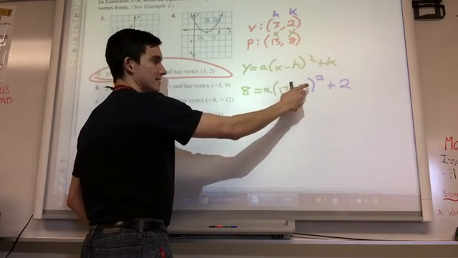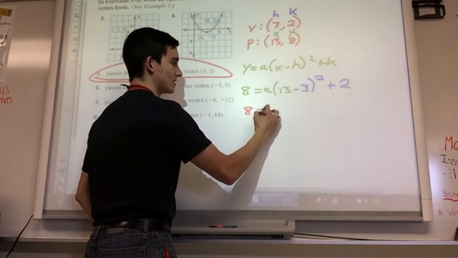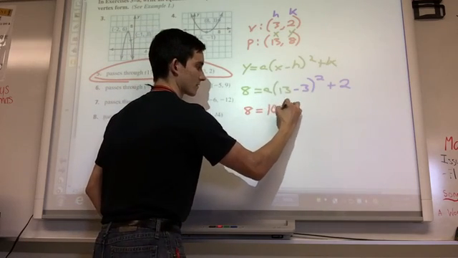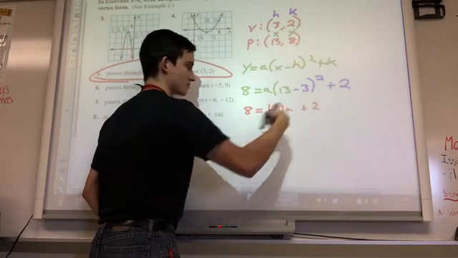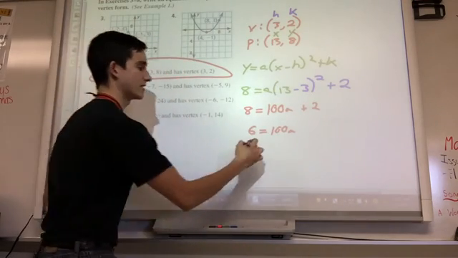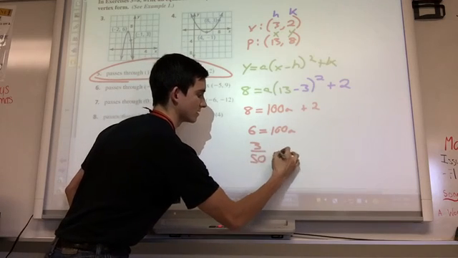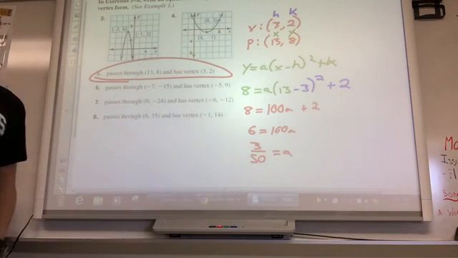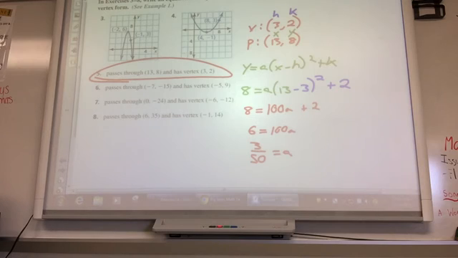13 minus 3 is 10. 10 squared is 100. So you have 8 equals 100 times a plus 2. Subtract 2. 6 equals 100a. Divide by 100. It's 3 over 50 equals a. So it looks nasty, but it's still not difficult.